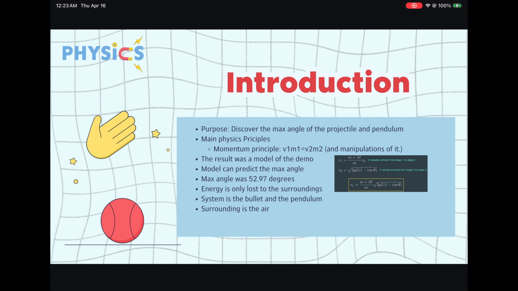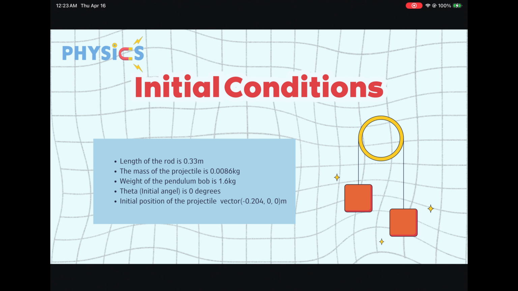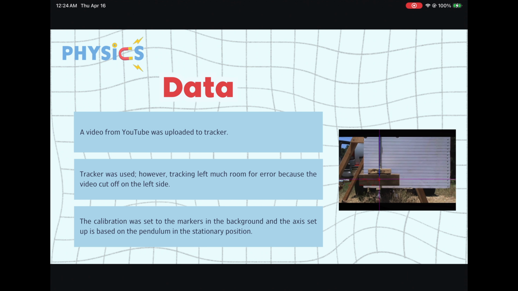So, initial conditions: the length of the rod is 0.33 meters. The mass of the projectile is 0.0086 kilograms. The weight of the pendulum bob is 1.6 kilograms. Theta, the initial angle, is 0 degrees. And the initial position of the projectile was the vector negative 0.20400 meters. The data was found on YouTube and then put into Tracker.